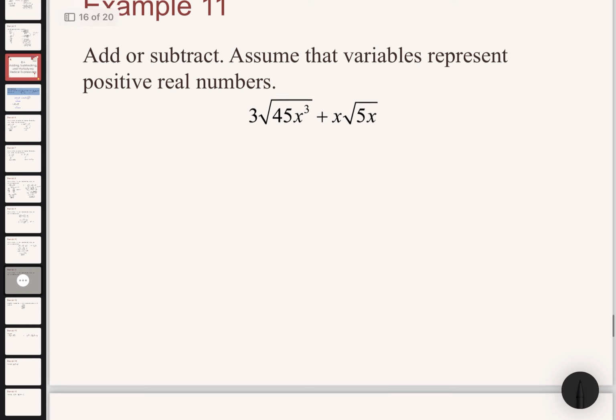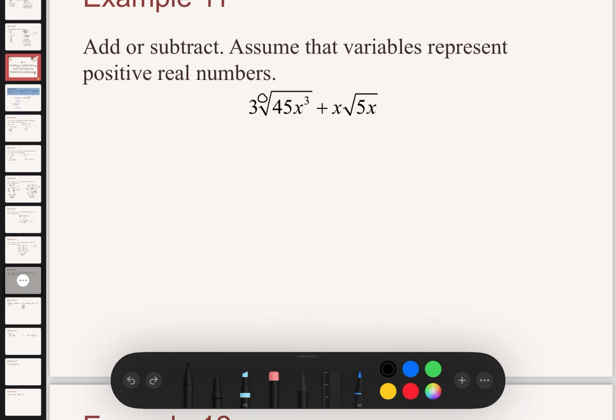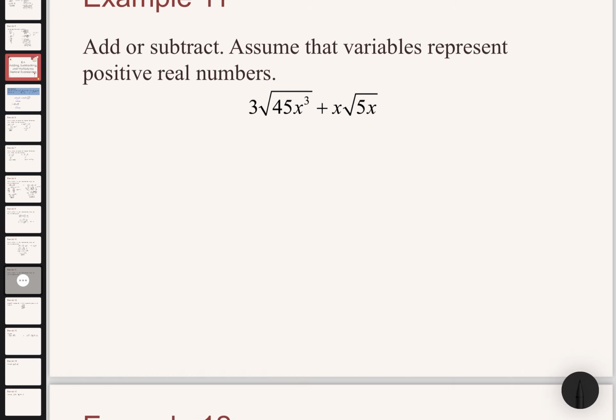Okay. We're getting a little more complicated here. So again, like radicals need to have the same index. So here, doing well with that. The index is that little secret hidden 2, right? They're both square roots. That's good. But one has a 5x and one is a 45x cubed. I need to make sure they both have the same radicand. They have the same thing underneath that radical sign.